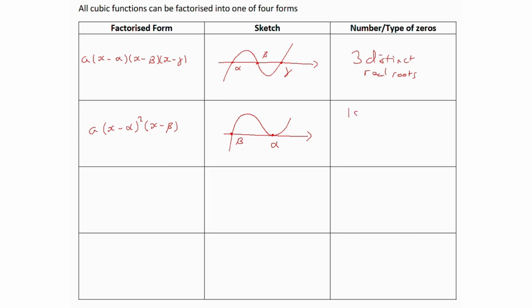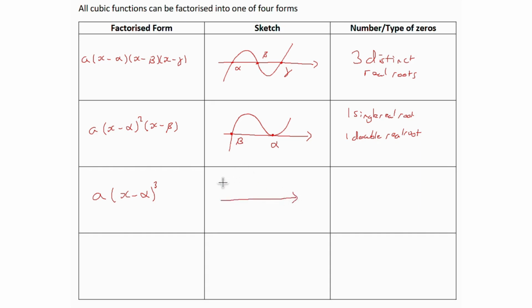So we have one single real root and one double or repeated real root. The next one is taking it one step further, which is when that one bracket is to the power of 3.